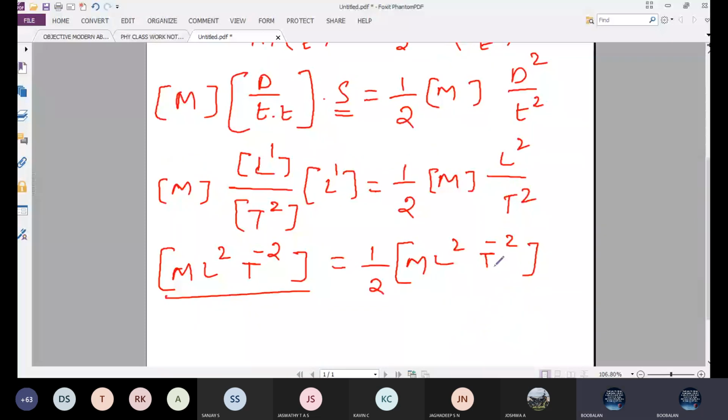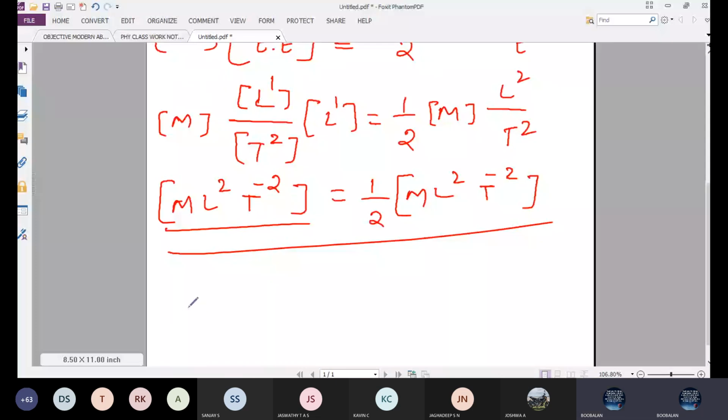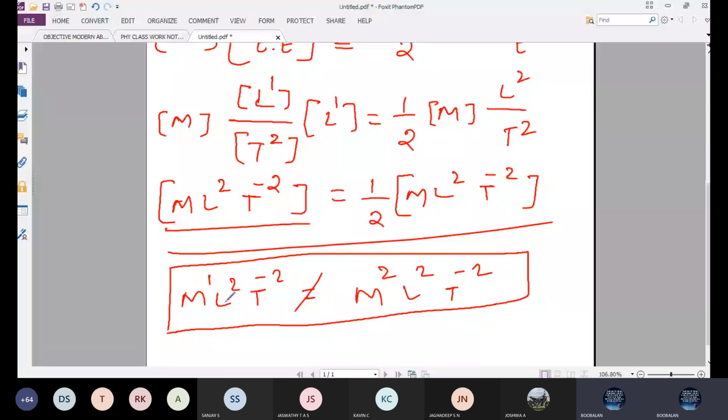In case you are getting M power 1 L square T power minus 2 equal to M square L square T power minus 2, then you can say this formula is dimensionally incorrect. Physically it may be correct, but dimensionally it is incorrect.